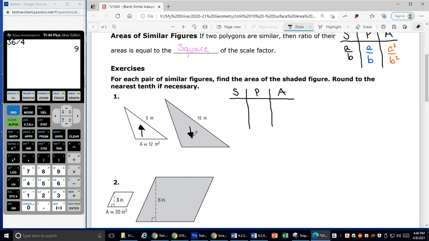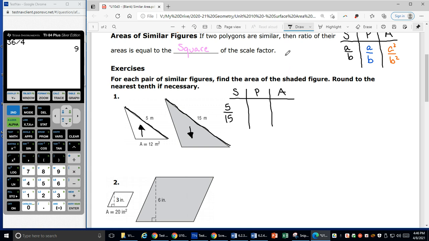Okay, so the first thing I'm going to do is compare the side 5 and its matching side 15. Since I put my up arrow on the one with the 5, that's going to go on top. And then on the bottom is going to be the one from the down arrow. And then I'm going to go ahead and reduce.